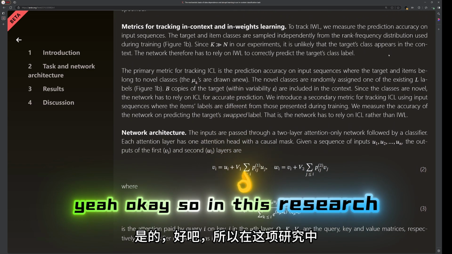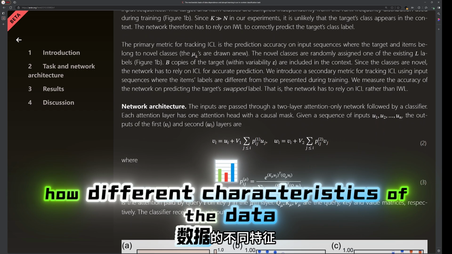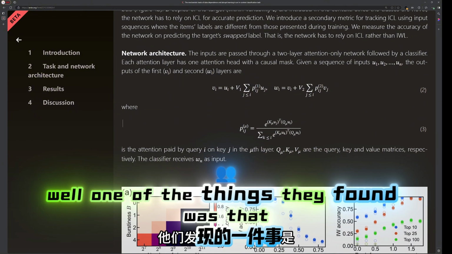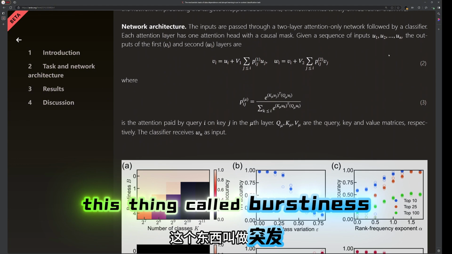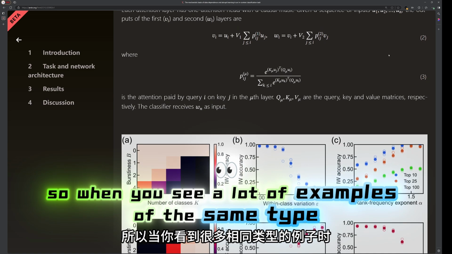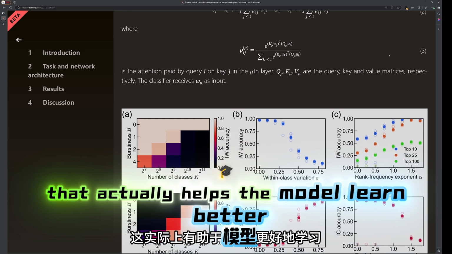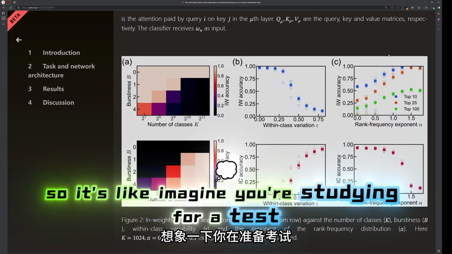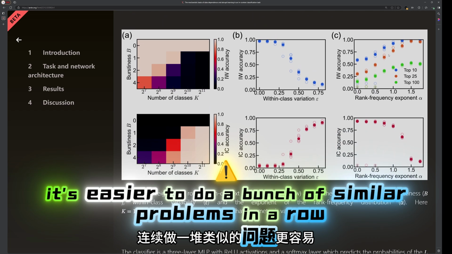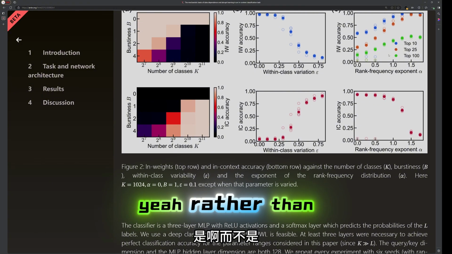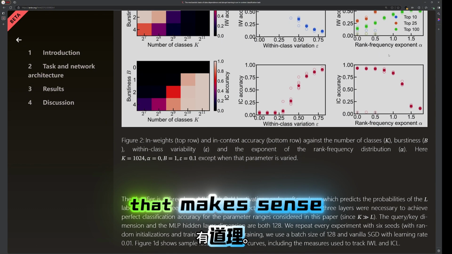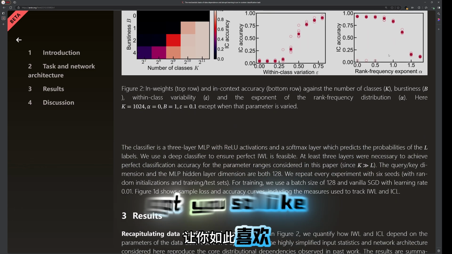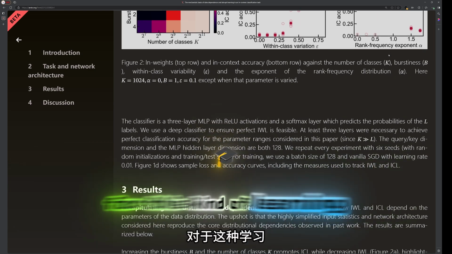So in this research, how did they show how different characteristics of the data impacted the AI's ability to learn in context? One of the things they found was that this thing called burstiness is really important. When you see a lot of examples of the same type all grouped together, that actually helps the model learn better. Imagine you're studying for a test. It's easier to do a bunch of similar problems in a row rather than jumping between different types of problems. It's like the AI is recognizing a pattern and saying, okay, I'm getting the hang of this. So recognizing a pattern is really important for this kind of learning.